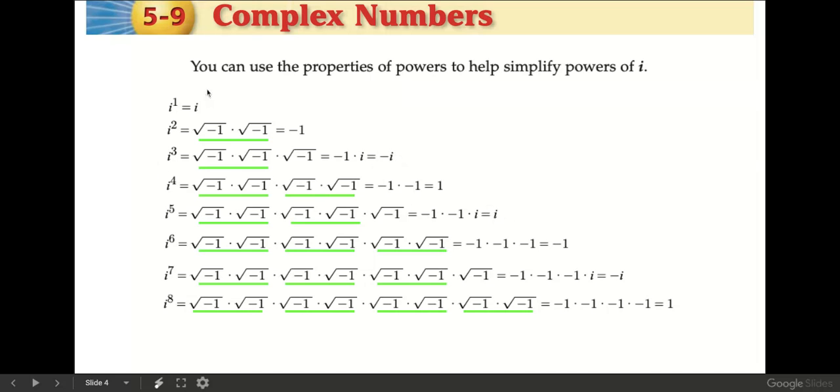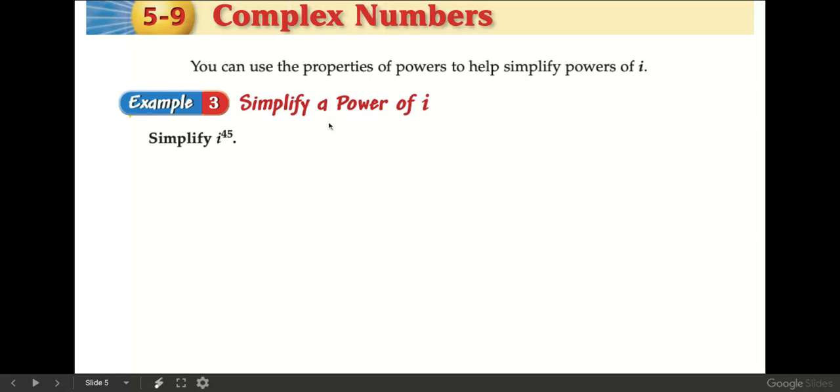But basically, this is the pattern, right? So this pattern will follow along. So let's look at an example where this plays out. If I have i to the 45th power, I know that I can factor it apart into i times i to the 44th, because that's like i to the first, right? I would add their exponents and that would equal that.